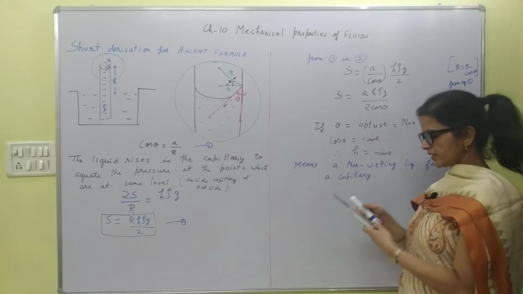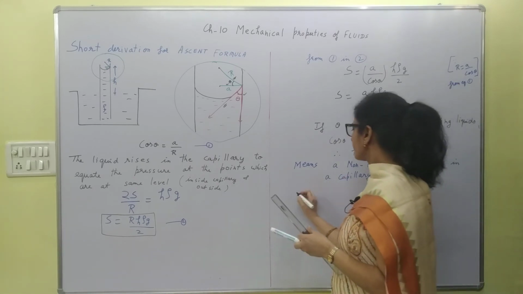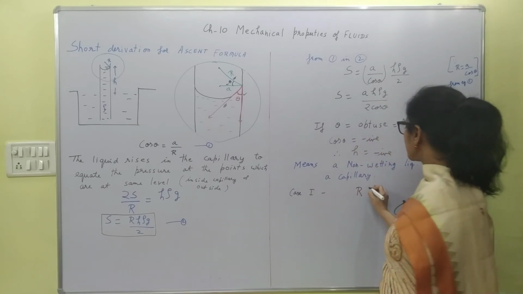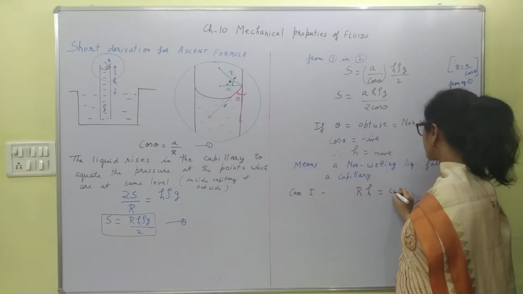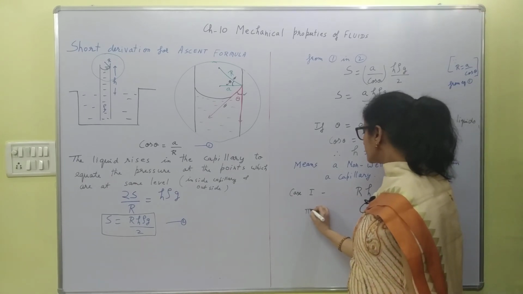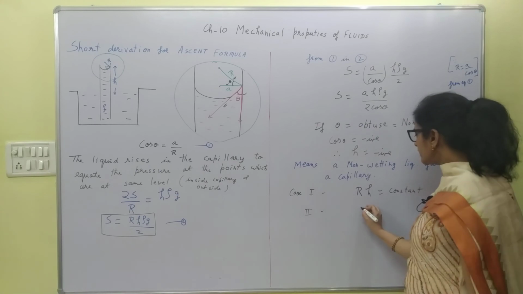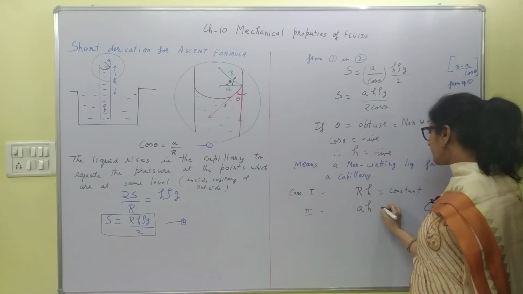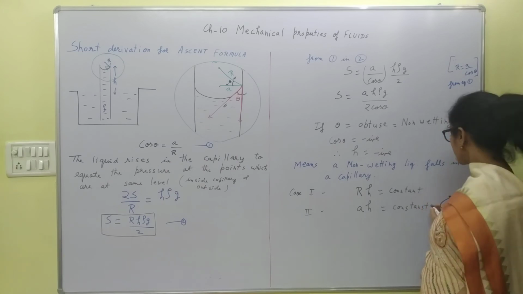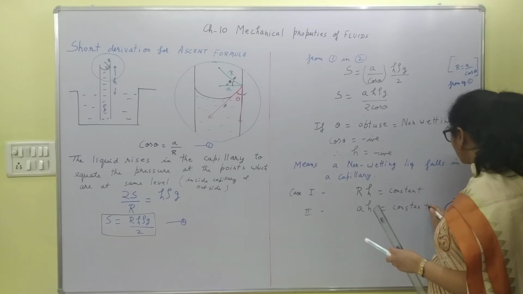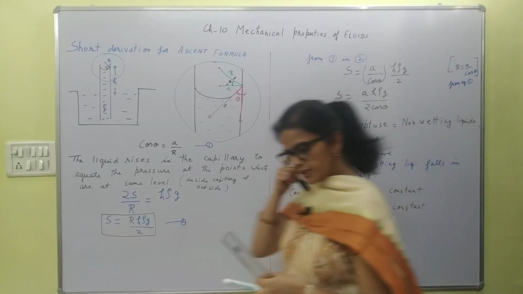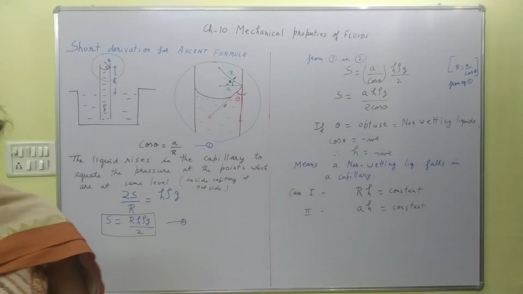We have discussed different cases also in the previous video. Case 1 is the radius of meniscus into height is constant. Details you can see from there. And case 2 is the radius of the capillary into height is also constant. Right? So this was all about the short method of deriving the Ascent formula.